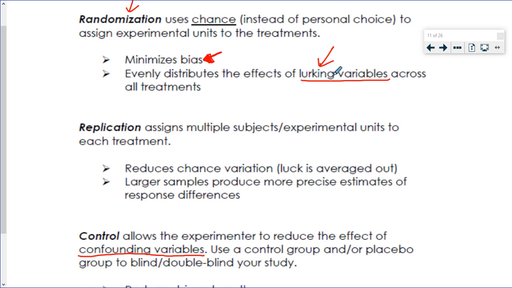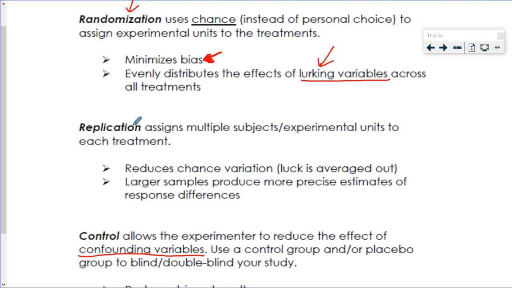Lurking kind of means peeking around the corner, it's there, but nobody knows it's there. So that's the big difference between lurking variables and confounding variables, is whether or not we recognize that they're actually there and we can identify it and we can discuss it. Okay, so that's the big difference. So randomization is important.